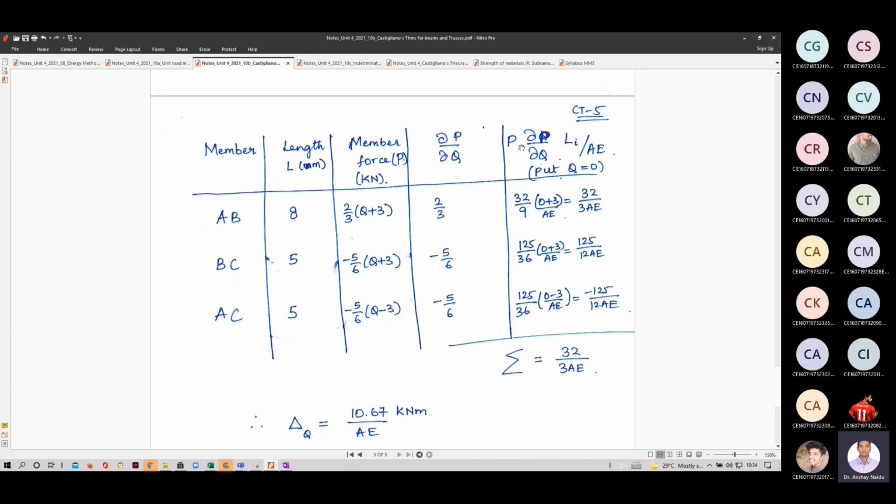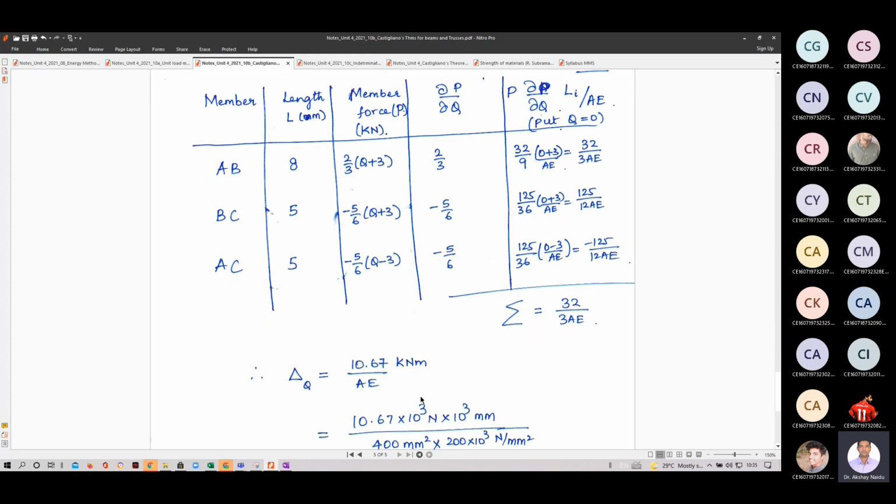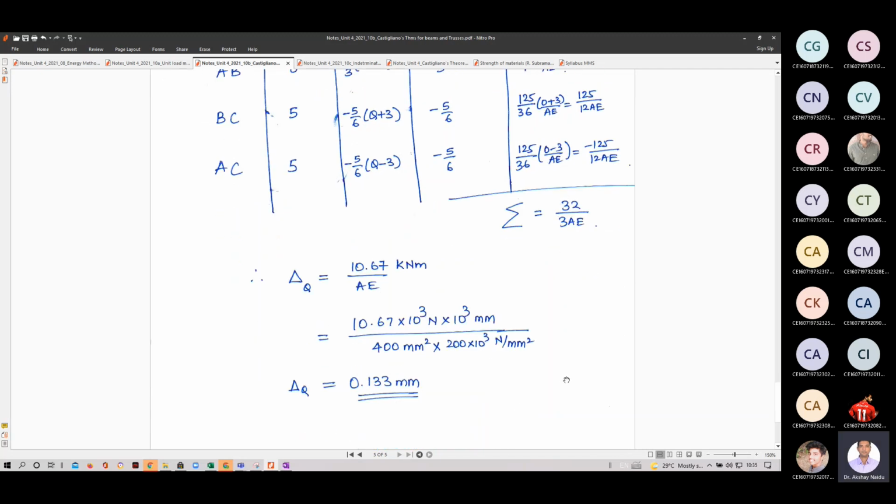How will you get it? It is P into dP by dQ into L. P is kilonewton, Q is kilonewton, again dP is in kilonewton. So only a single kilonewton times length, kilonewton meter. This is not kilonewton meter cube; that is only for bending. For axial load, the unit in the numerator will be kilonewton meter divided by area into Young's modulus. You have to cross-check your units.